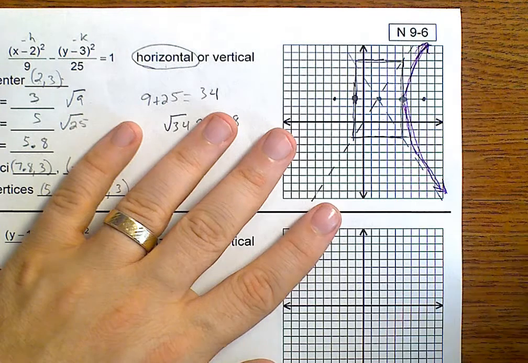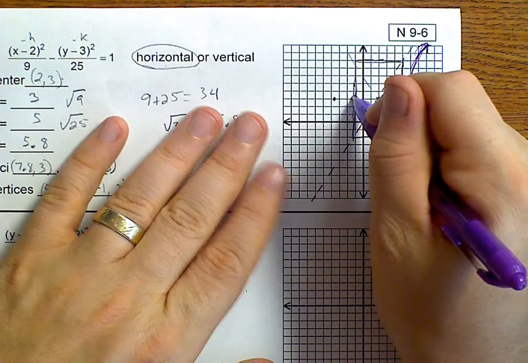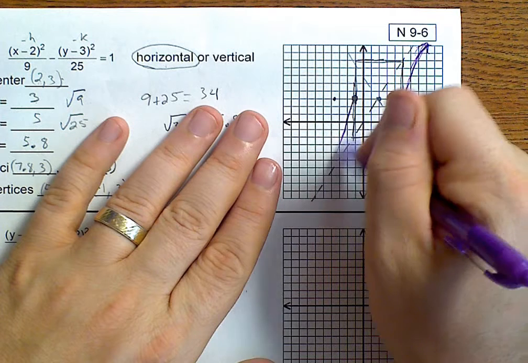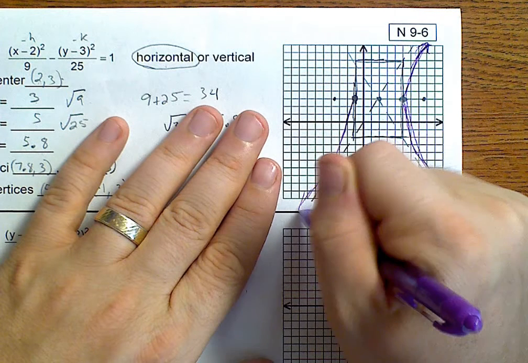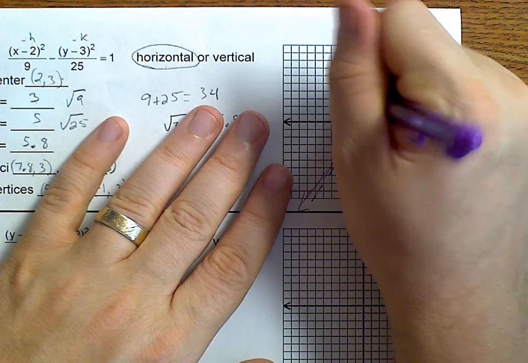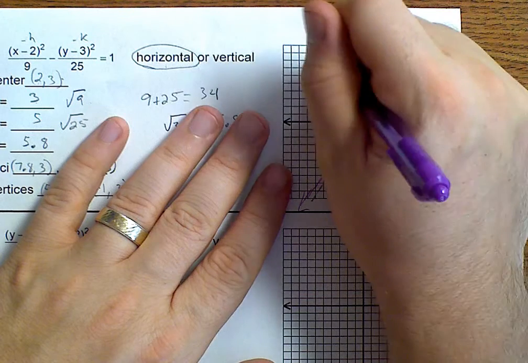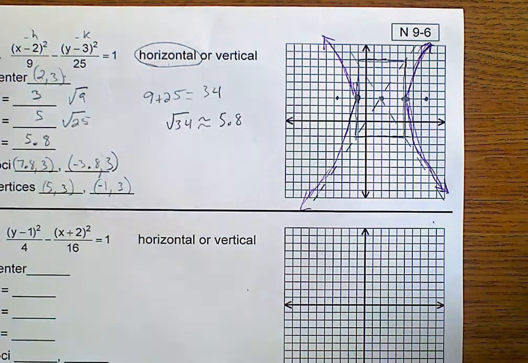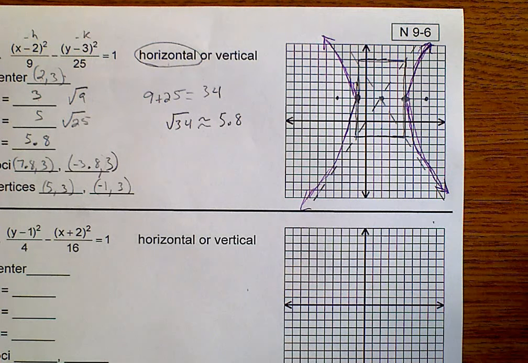And I'm going to do the same thing on the other side for my vertice. I'm going to draw my hyperbola. This is a very wide hyperbola. Let's go ahead and look at our second example.